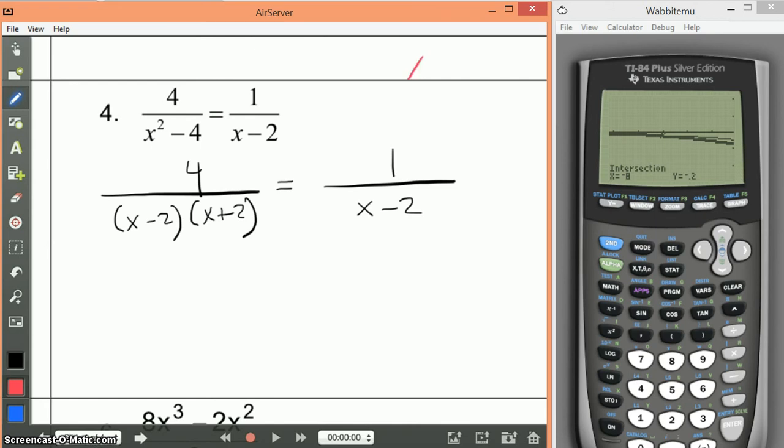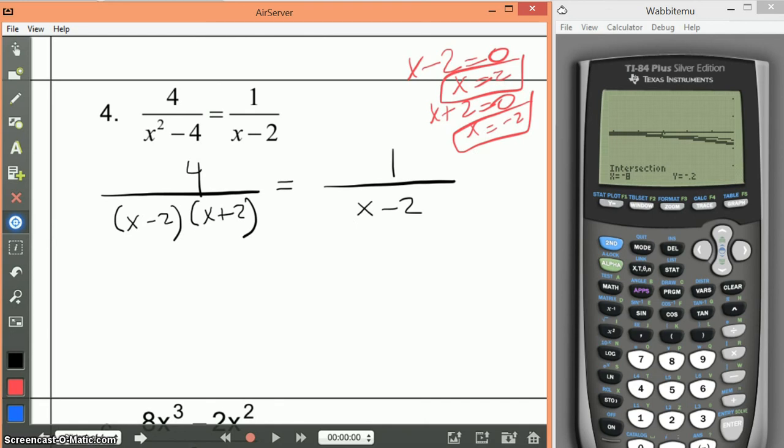Now, exclusions. Yes, I heard you. I always forget that. So x is not equal to 2, that's your first exclusion. And there's an x plus 2. So x is not equal to -2 is your other exclusion. So you have 2 exclusions. Remember, if you can factor the bottom, factor it and then find your exclusion.